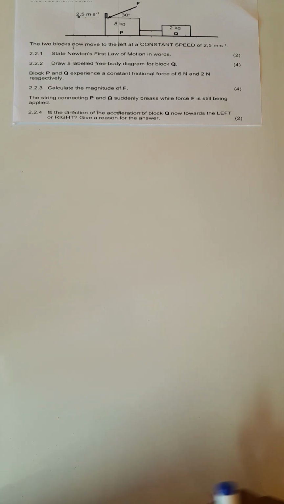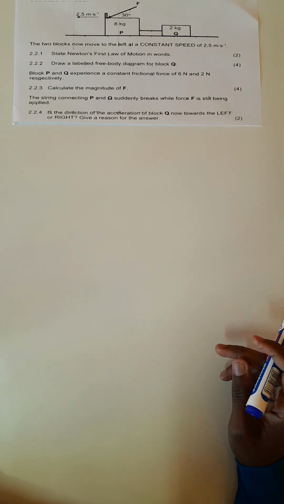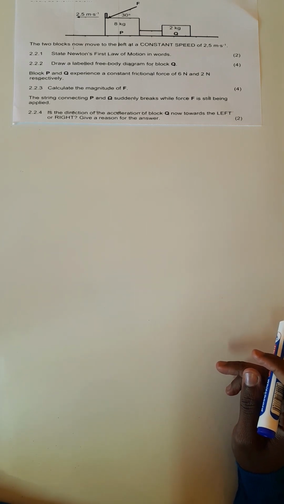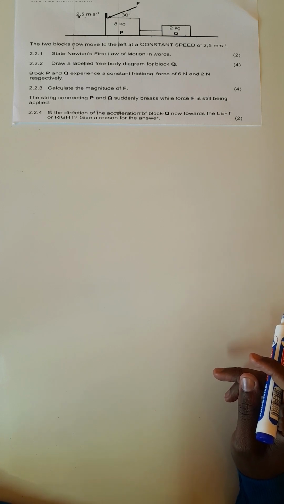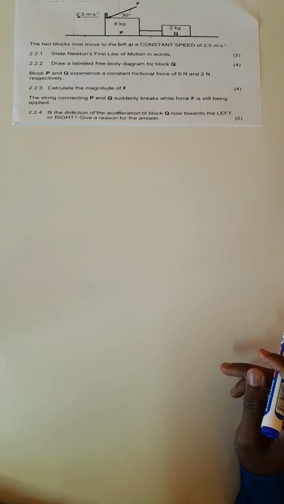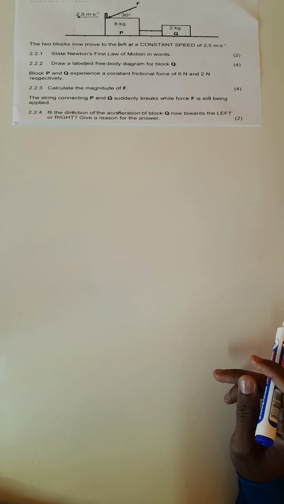All right, two blocks here, P and Q, 8 kg and 2 kg. The two blocks move to the left at a constant speed of 2.5 meters per second there, under an unknown force acting at an angle of 30 degrees to the horizontal there.